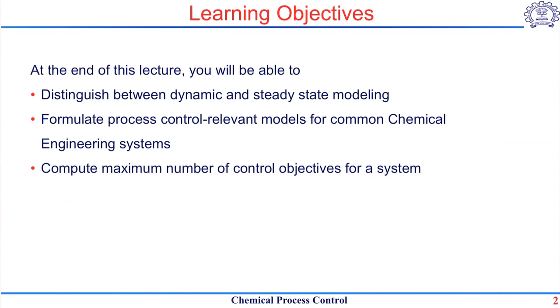So at the end of this lecture you would be able to distinguish between steady state modeling and dynamic modeling. You would be able to formulate dynamic models for relevant chemical engineering processes. You will be able to formulate process control relevant models for common chemical engineering process systems, and lastly you would be able to compute the maximum number of control objectives which can be satisfied in a given system.